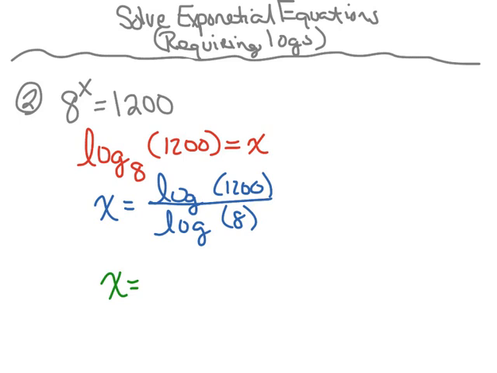Again, what we're using here is the change of base property. So if I enter this into my calculator, the log of 1,200 divided by the log of 8, we end up with a decimal of 3.41. Again, I'm rounding my decimals 2 decimal places. So x is equal to 3.41.